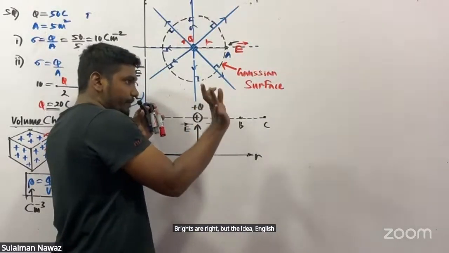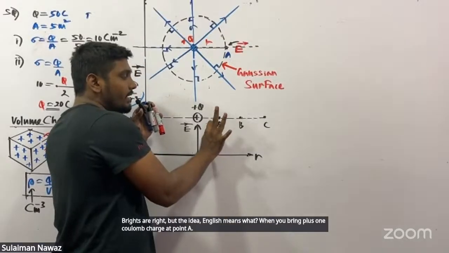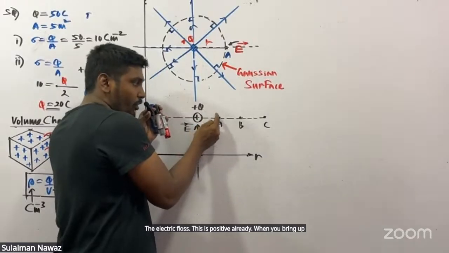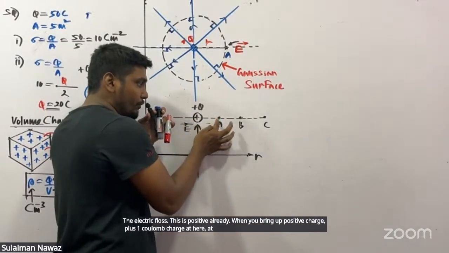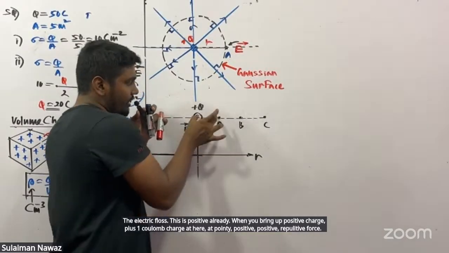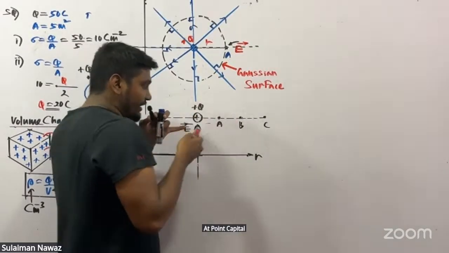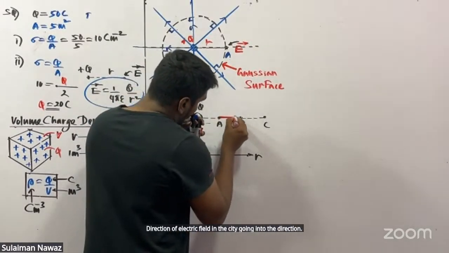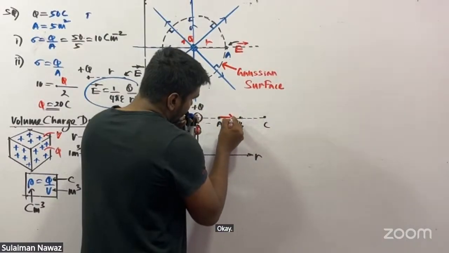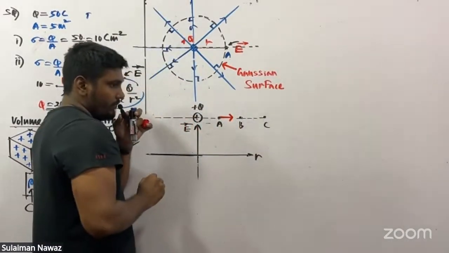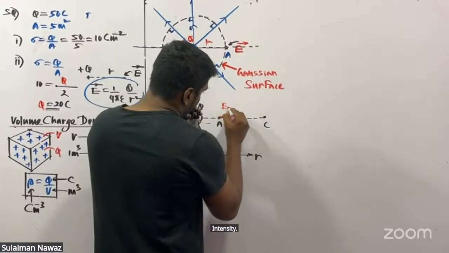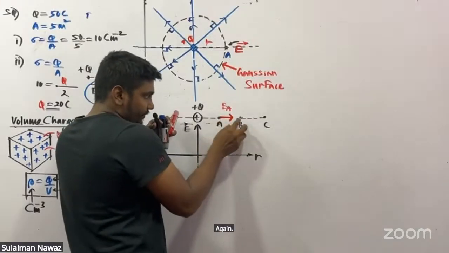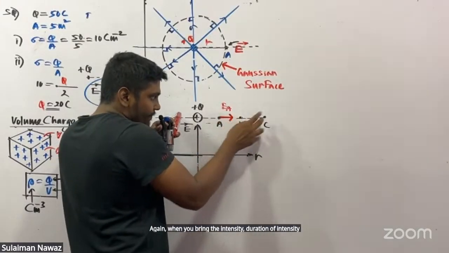What is the idea? Intensity means what? When you bring a +1 coulomb charge to point A, the charge at the center is positive already, so there is a repulsive force at point A. The direction of electric field intensity is going to be the right direction. Intensity, let's say E. Likewise the direction of intensity at point B and point C is on the right side.